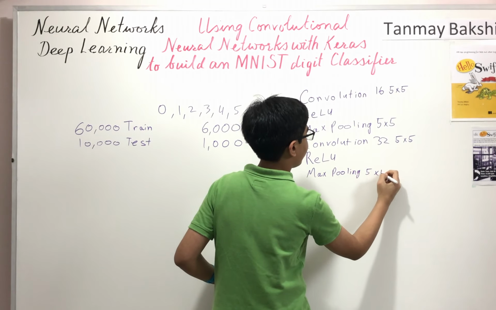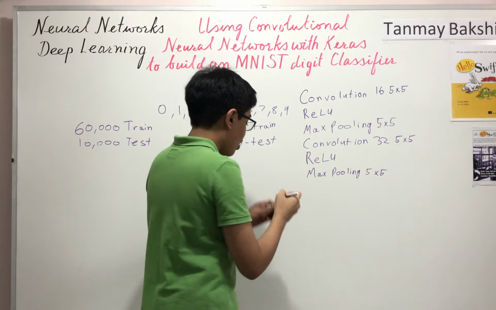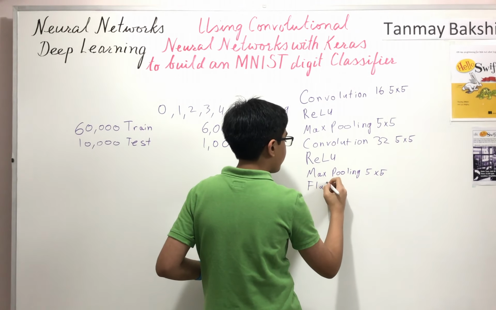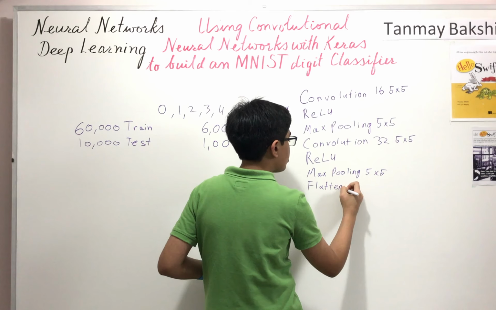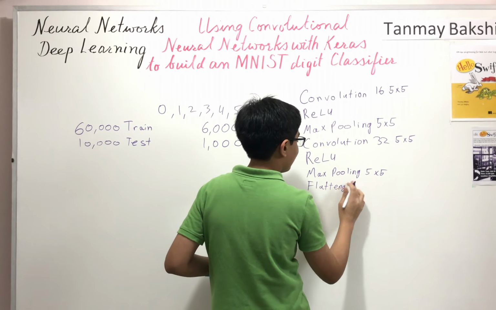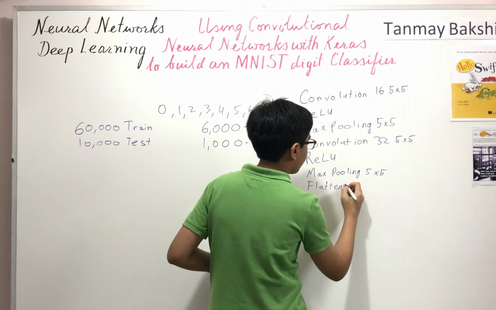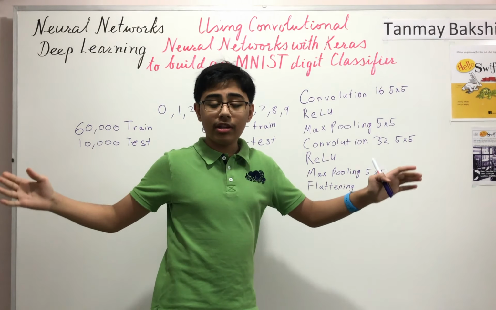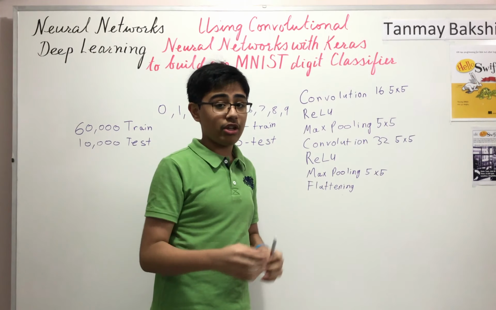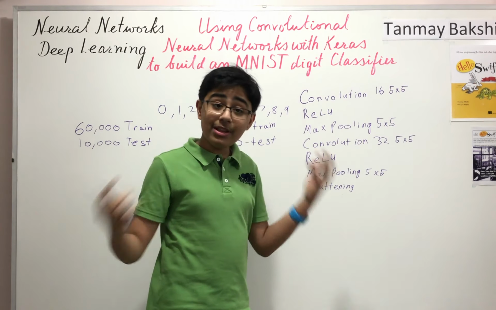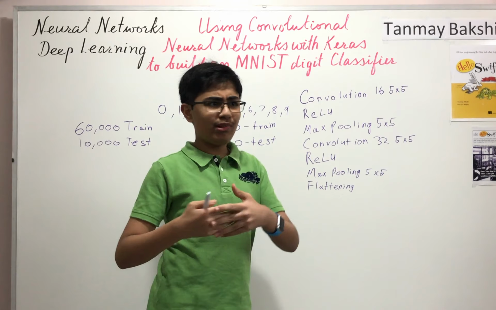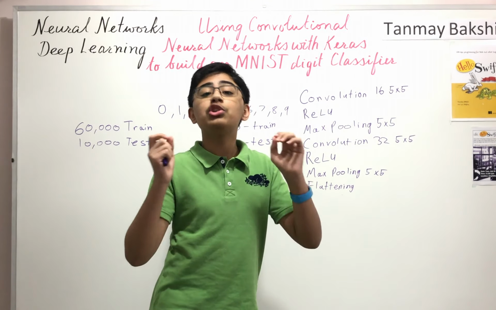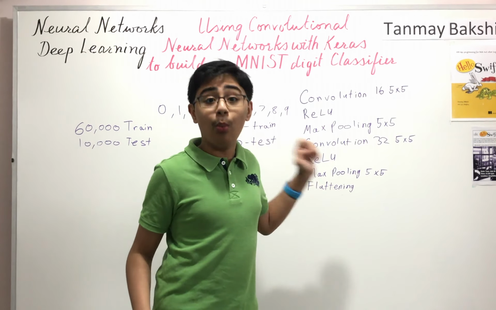Once more, 5x5, and once that is done, we are ready to flatten the data, meaning it goes from 2D to 1D, flattening. It goes from a 2D array, two-dimensional vectors, to just a one-dimensional array. And that one-dimensional array is then used by a pretty much classic feed-forward multi-layer perceptron neural network, which will then be able to classify what this image is.